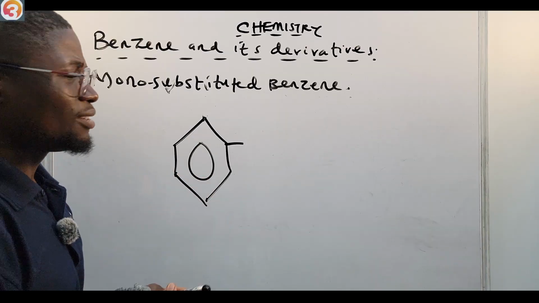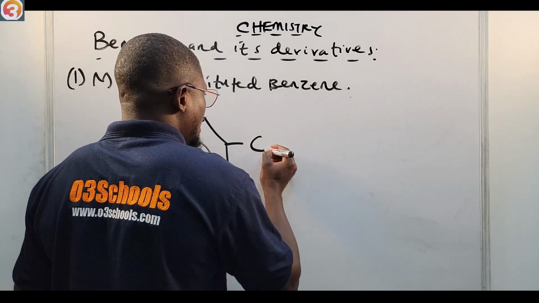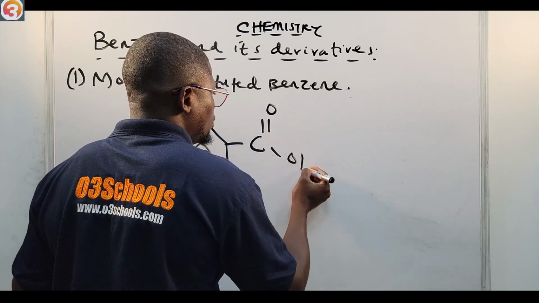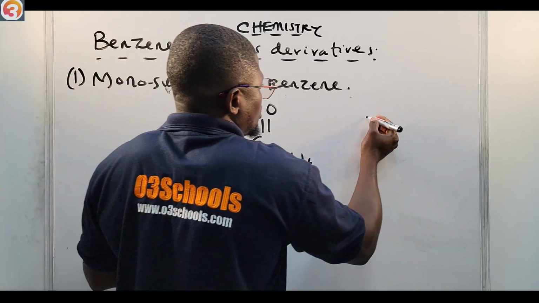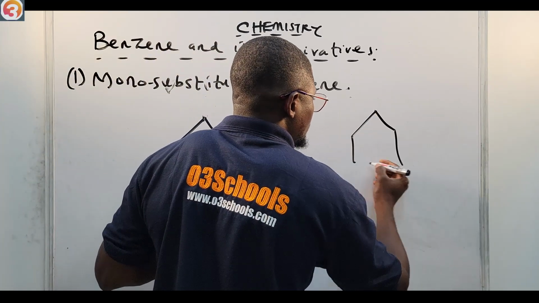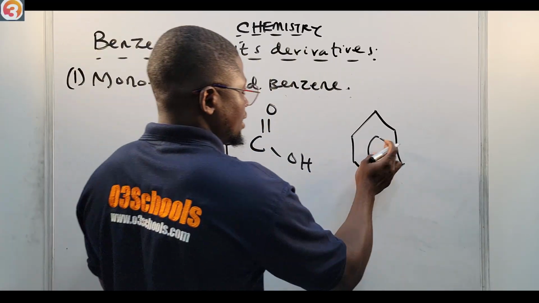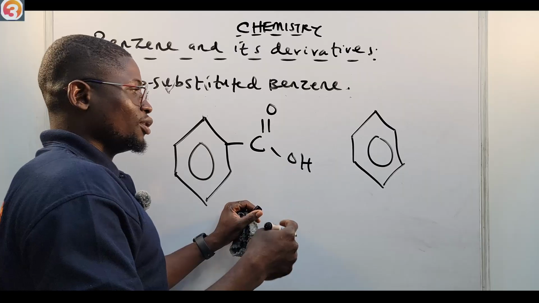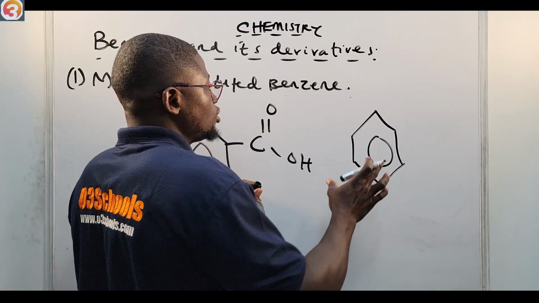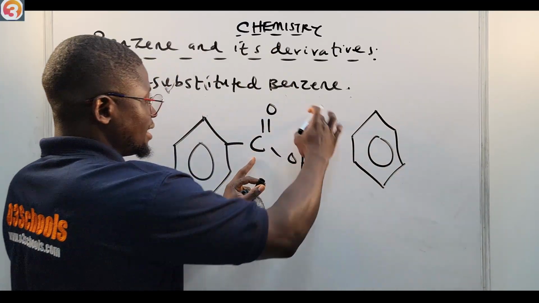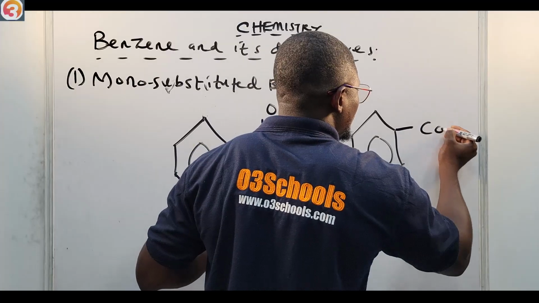So for example, let's say it is now a carboxylic acid. Double bond to O, then OH. Or we can draw this compound like this, and of course don't forget your O in the center. So instead of writing this like this, we can write it like this: COOH.